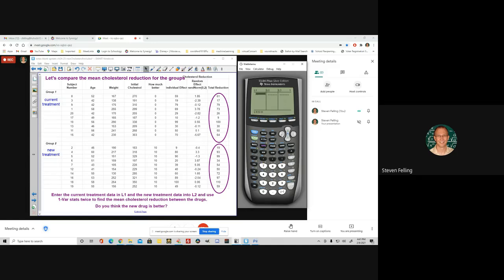We're going to enter the data for group 1 into list 1.